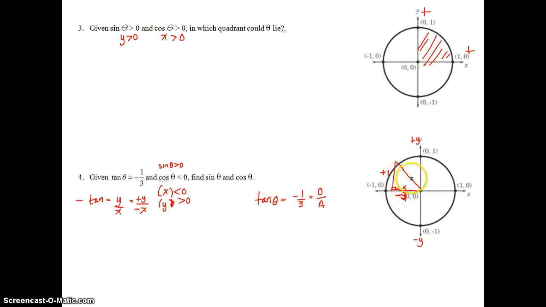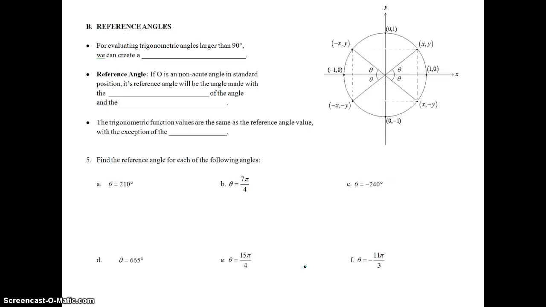Okay, and then using the Pythagorean theorem, like we did in the first problem, I find that the hypotenuse is √10. So now I can find the sine of this angle by doing opposite, that's 1, over hypotenuse, which is √10. And the sine is positive in this quadrant. And then I can do cosine theta, which is going to be adjacent, -3, over hypotenuse, which is √10 again. So that's how I would find the sine and cosine in these two quadrants.